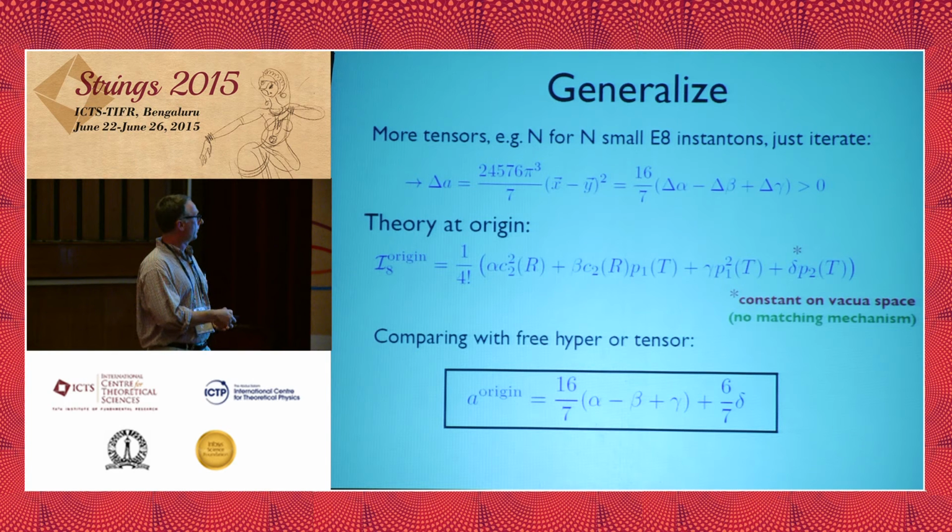And so from that, we can see that the value of A at the origin, well, it's consistent to say that the value of A at the origin is this combination of alpha, beta, and gamma.